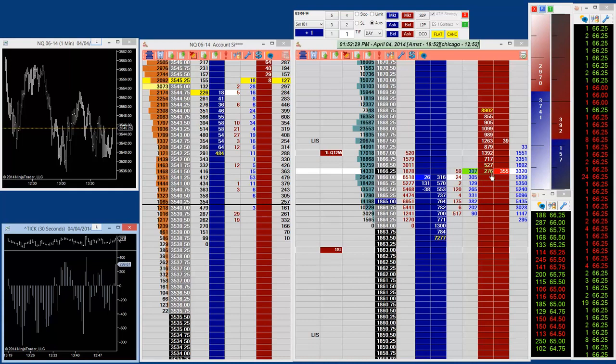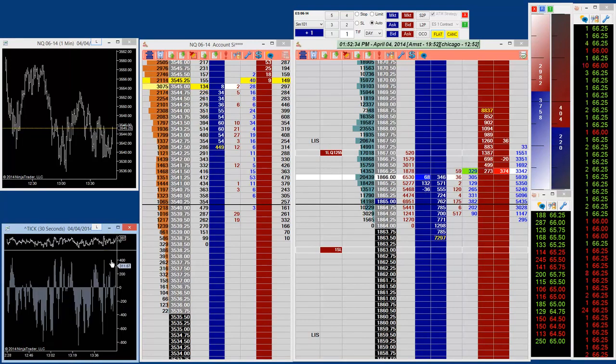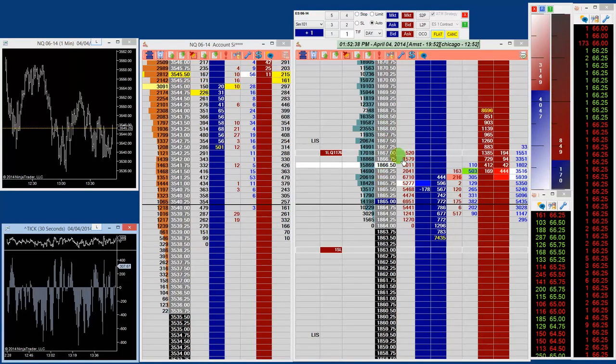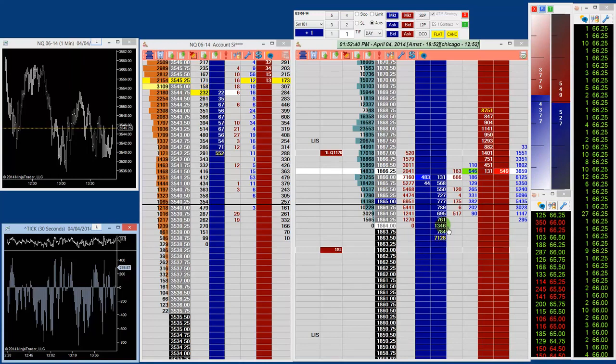Is there any reason to use it on 30 seconds? Not really. I just kind of squash it up and it just looks nice. Okay, so we're kind of moving up. We're moving through this thick area. The 1300 is still where it is.